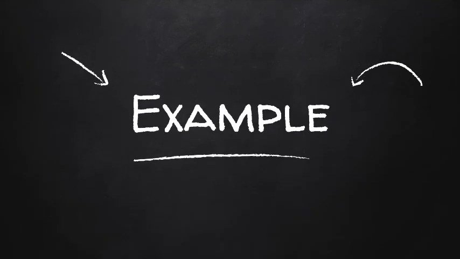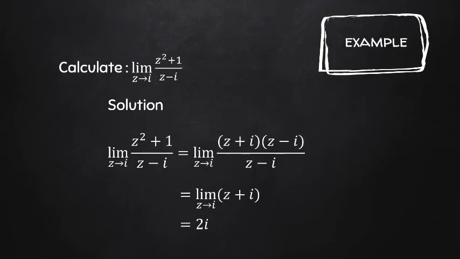Okay, next we go to the example. Calculate the limit as z tends to i of (z squared plus 1) over (z minus i). The solution: the limit as z tends to i of (z squared plus 1) over (z minus i) equals the limit as z tends to i of (z plus i) times (z minus i) over (z minus i).